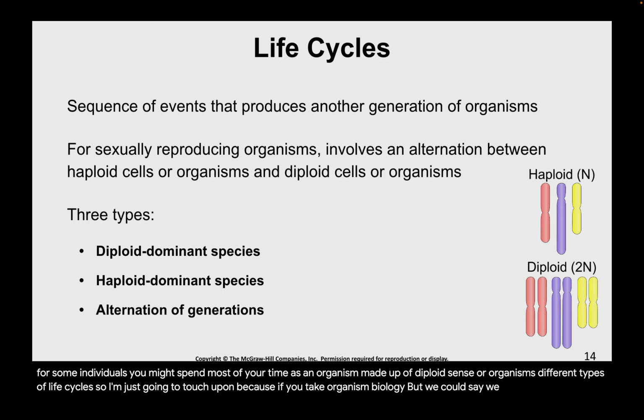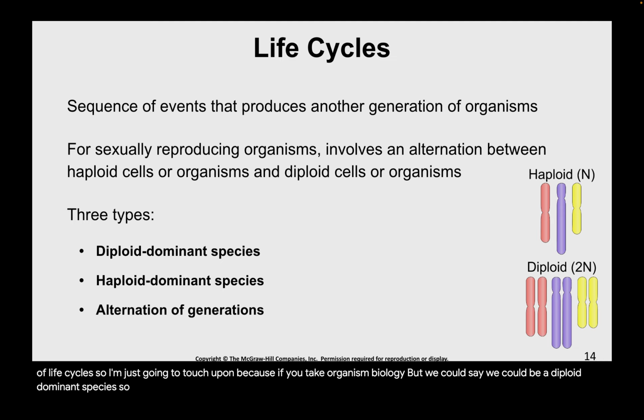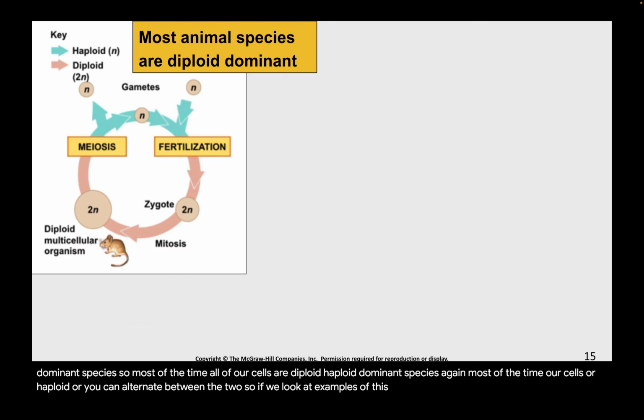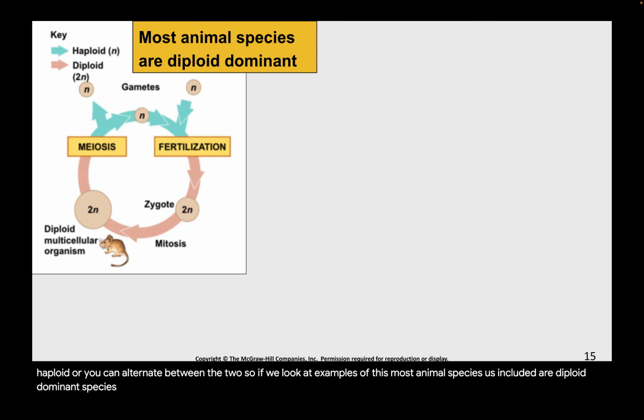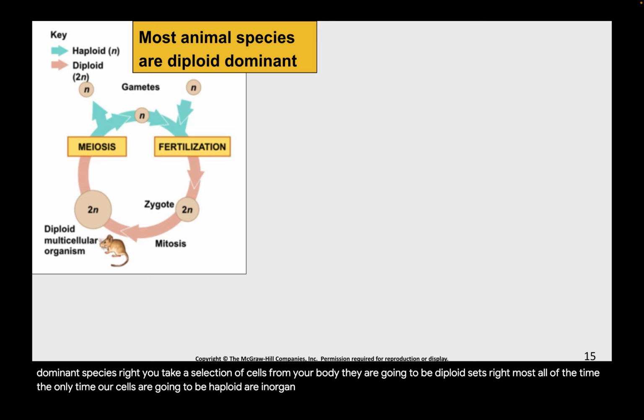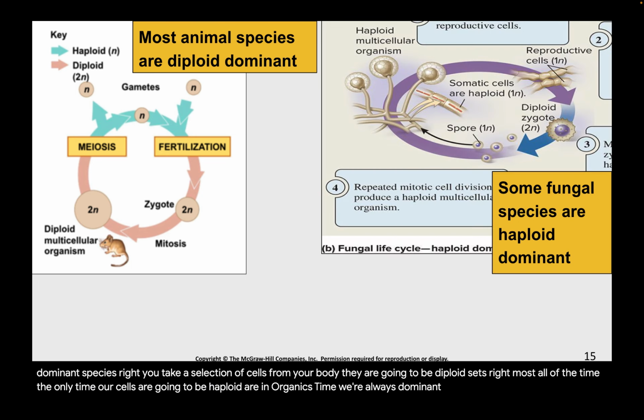But we could be a diploid dominant species. So most of the time, all of our cells are diploid. It could be a haploid dominant species. Again, most of the time, our cells are haploid. Or you can alternate between the two. So if we look at examples of this, most animal species, us included, are diploid dominant species. You take a selection of cells from your body, they are going to be diploid cells, almost all of the time. The only time our cells are going to be haploid are in our gametes. So most of the time, we're diploid dominant in our cells.